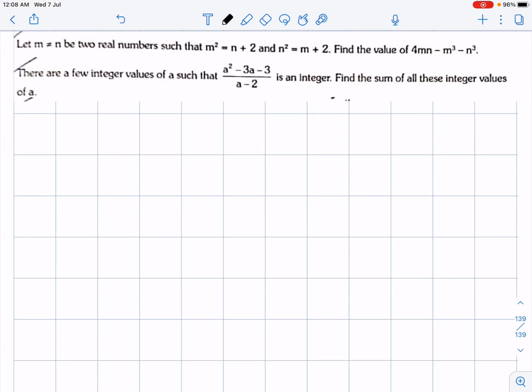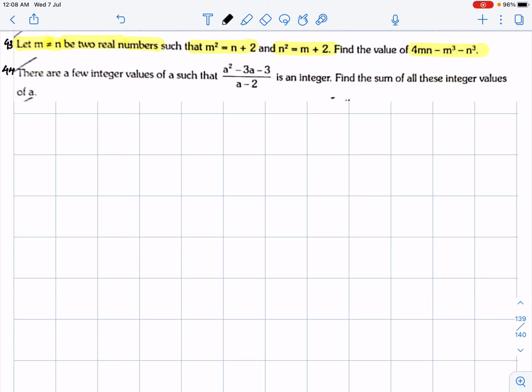So continuing our problem solving series in polynomials, here I came up with two more questions written on the screen, that is the 43rd and 44th question. What are the problem statements given to us? The 43rd question is: let m not equal to n be two real numbers such that m square is equal to n plus 2 and n square is equal to m plus 2. Find the value of 4mn minus m cube minus n cube, they are asking.